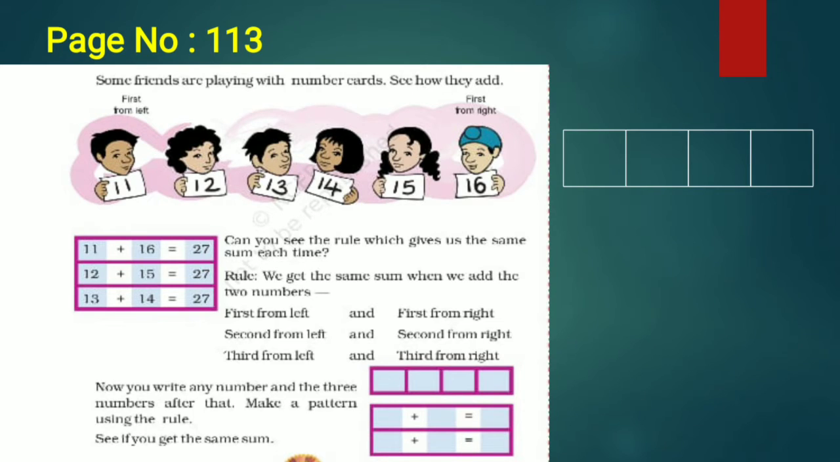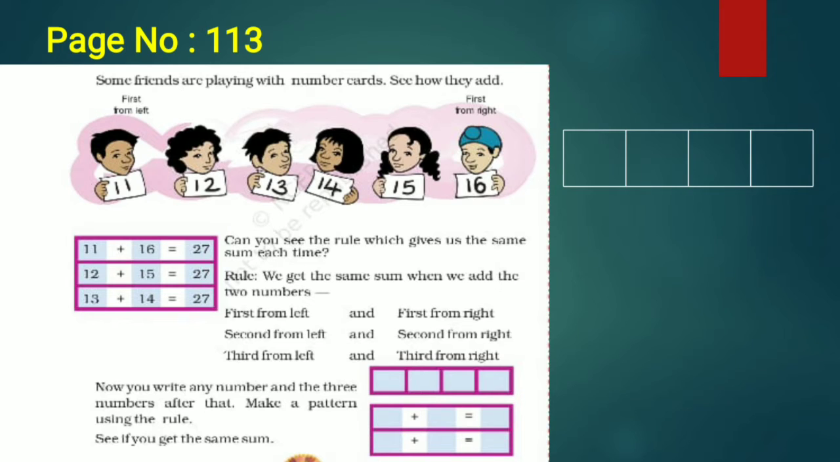Some friends are playing with a number card. Now see the picture, from 11 to 16, the numbers were there. The rule they have given, I will be reading it. Can you see the rule which gives us the same sum each time? Rule: we get the same number when we add the two numbers. You should get the same sum when you are adding it. What is the sum that you all know? That is the answer when we are adding.